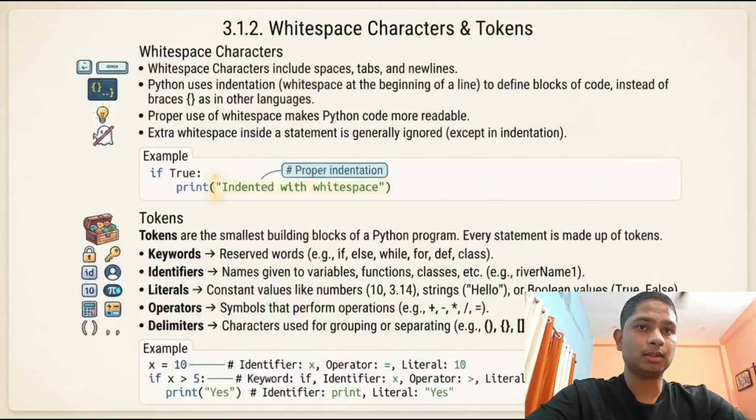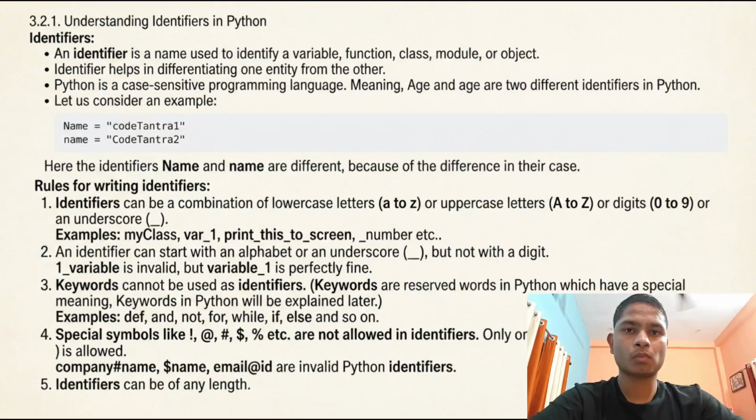The examples for that are brackets, commas, apostrophes, semicolons. These are some examples of delimiters.